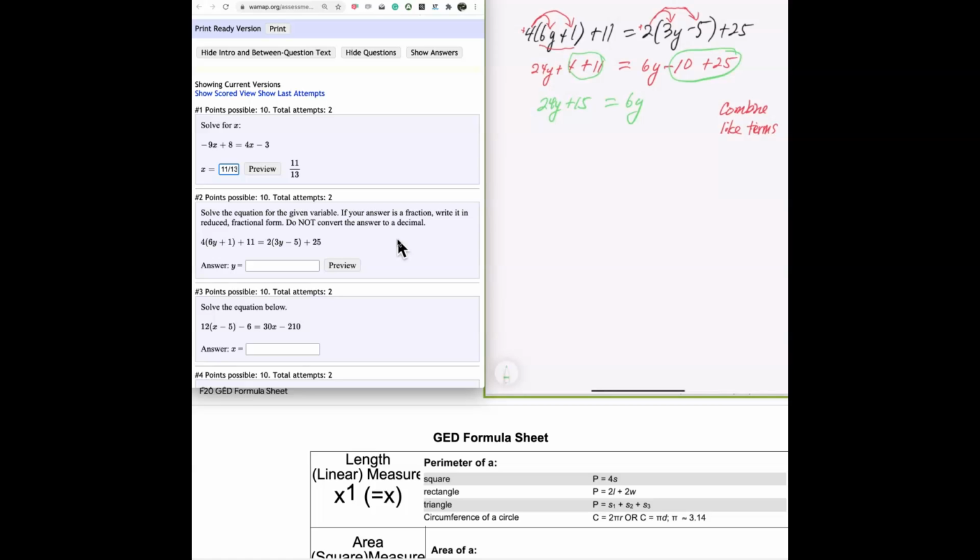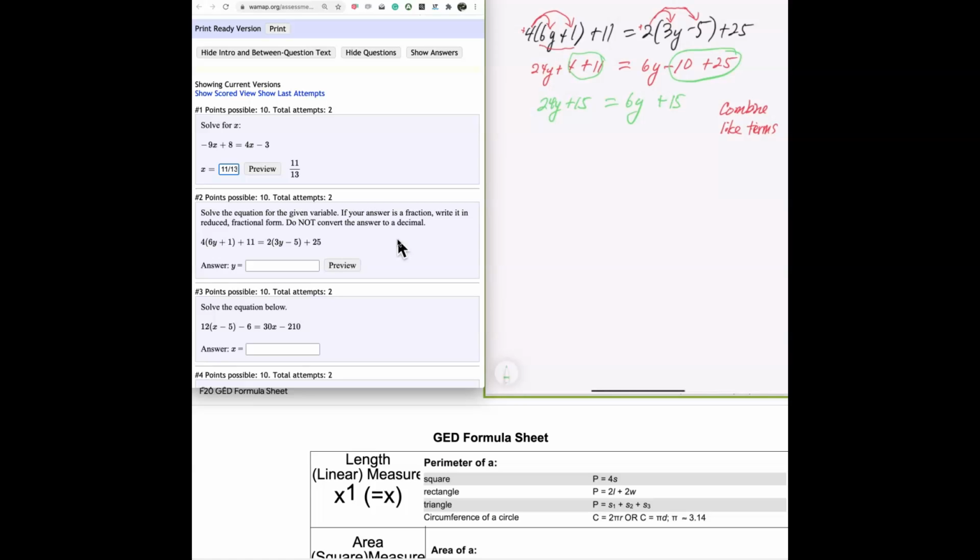So these are being combined. The signs are different, so we take the difference between 25 and 10, which is 15. And 25 is bigger than 10, so we're going to take the sign from the 25, which is positive. So we end up with 6y plus 15 on the right, okay?